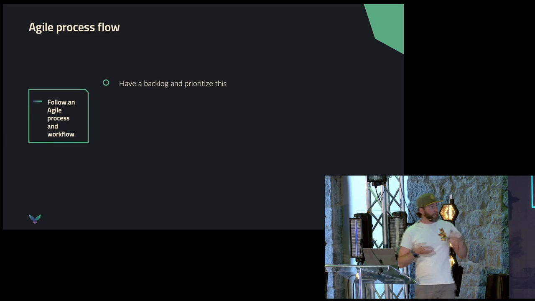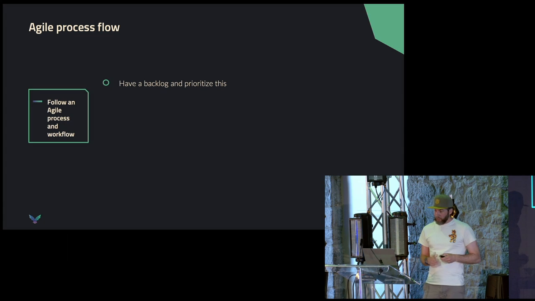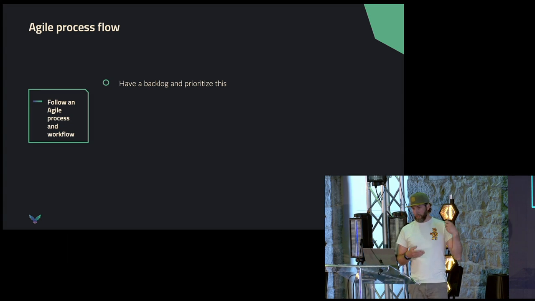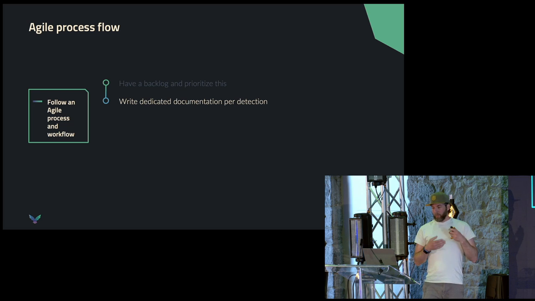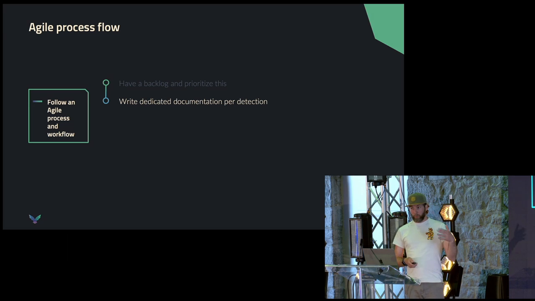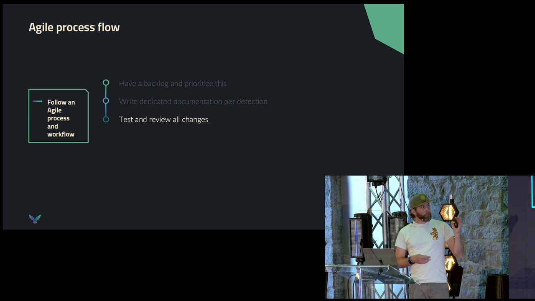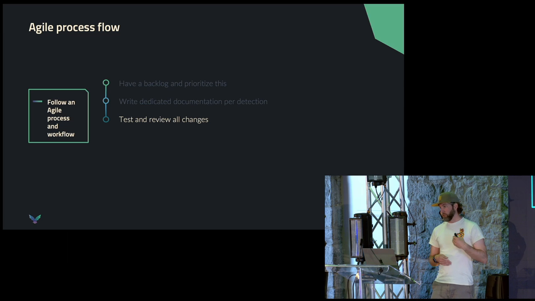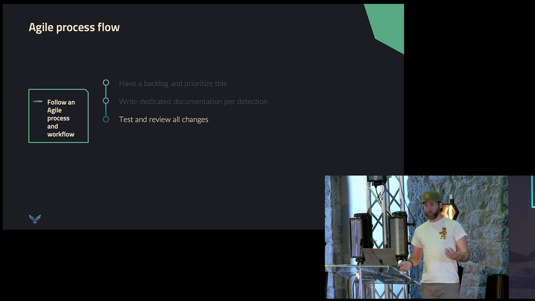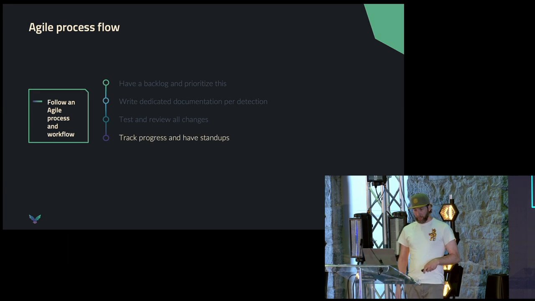So from that agile process, it's mostly common as everything, right? So we have a backlog, we prioritize, we write dedicated documentation per detection. Then we test and review all these changes. So we test it in our lab environment where we have basically a small enterprise that we simulate. And we review all the changes. So if I write a new detection or make a modification, then one of my colleagues actually has to look at what I did to make sure that we're doing the right things and not missing anything.